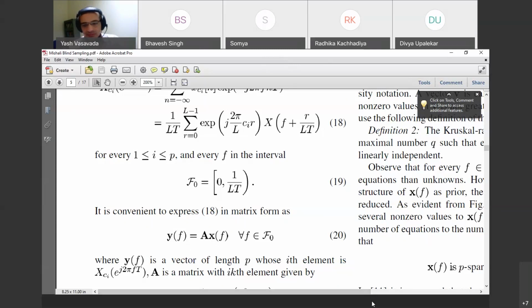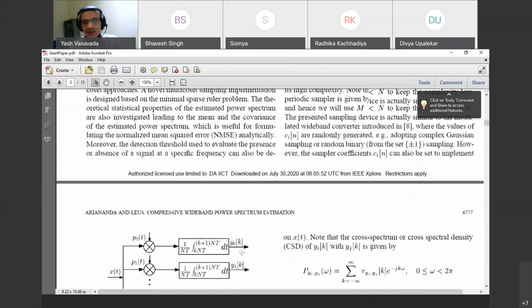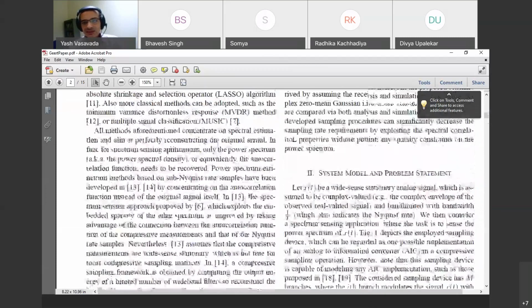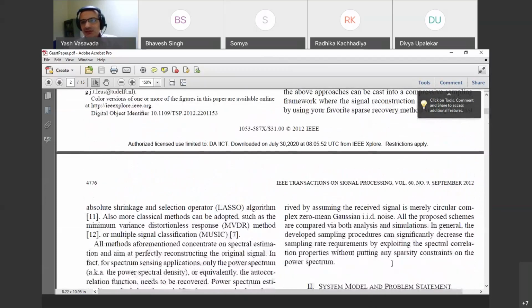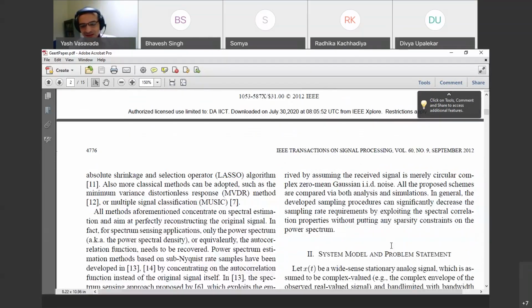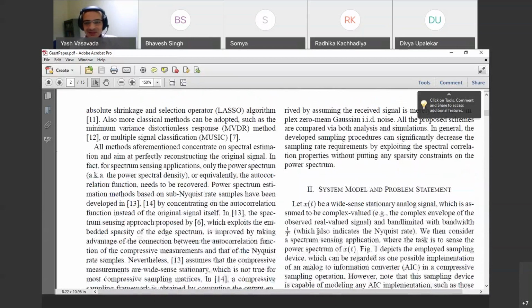Okay, so maybe I'll just take 5 more minutes. This is a paper that is a further extension of that Vishali and Elder paper, and this came in 2012. So we are moving forward. We are coming closer to 2020. In fact, I can show you a paper that is written in April of 2020, which is an extension of this paper. But we will not get there.